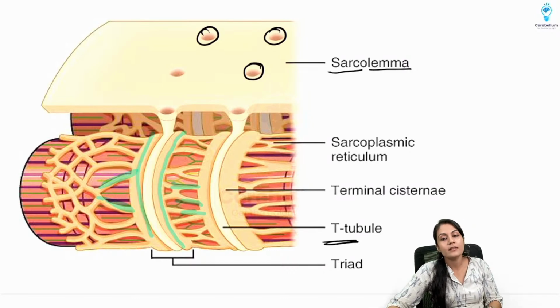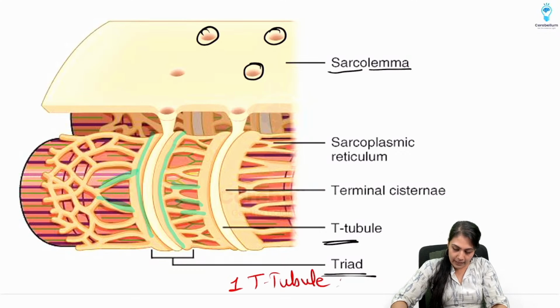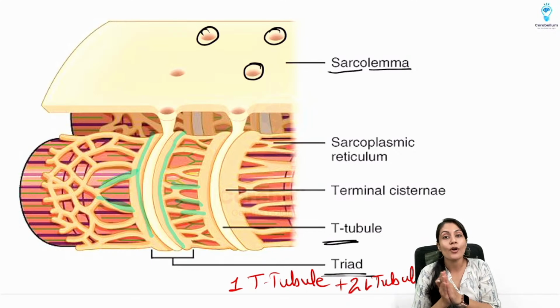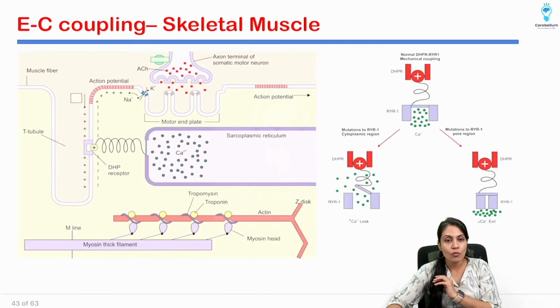So that makes the triad. So what is the triad? One T tubule and two L tubules surrounding it make a triad. So one T tubule plus two L tubules, combined, they make a triad. Why am I stressing so much about it? Because it is going to come as a long question on the excitation contraction coupling. Okay, so very important. I've shown you this GIF already.